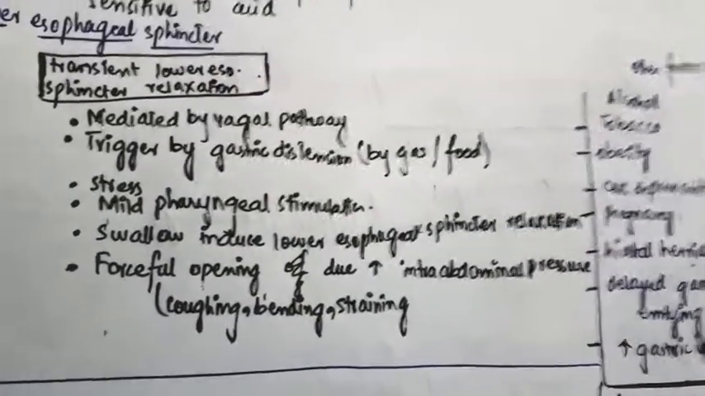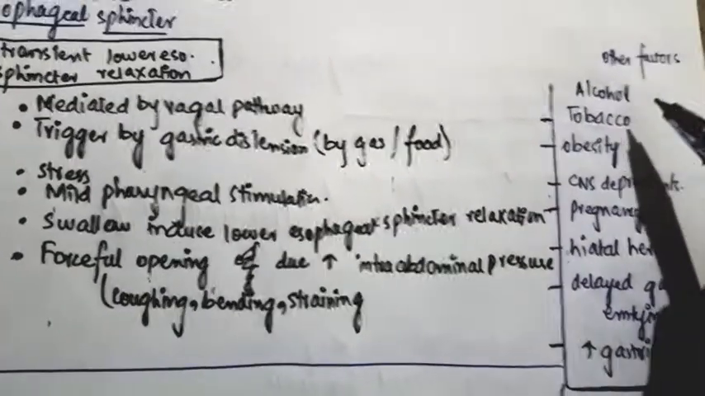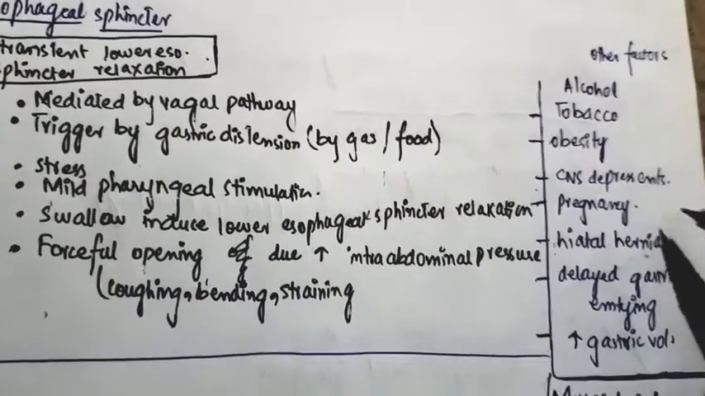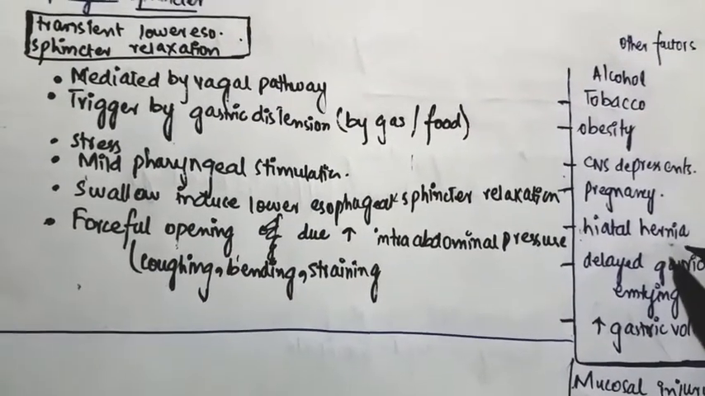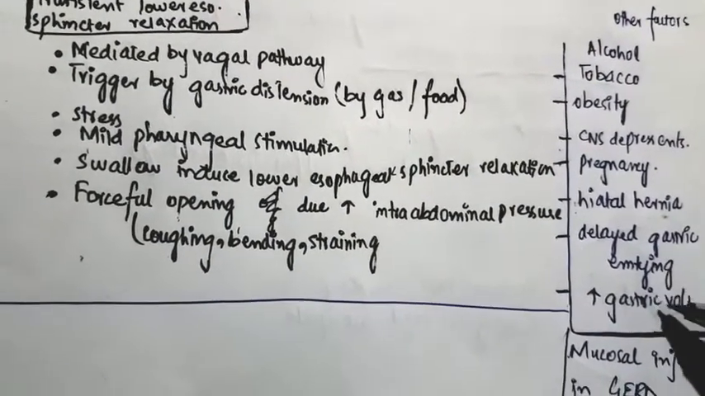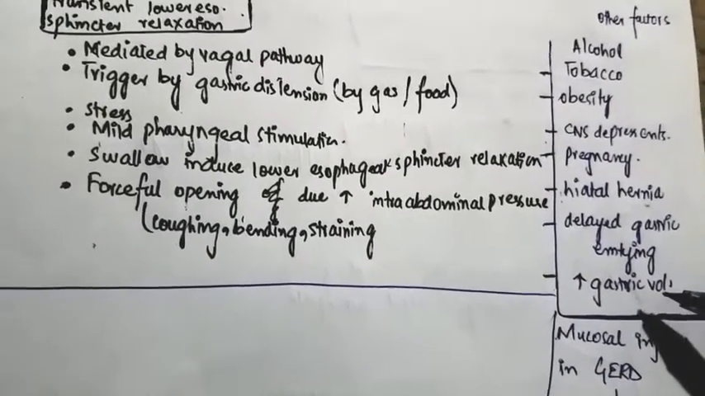A number of other factors include alcohol, obesity, tobacco, CNS depressants, pregnancy, hiatal hernia, delayed gastric emptying, and increased gastric volume.